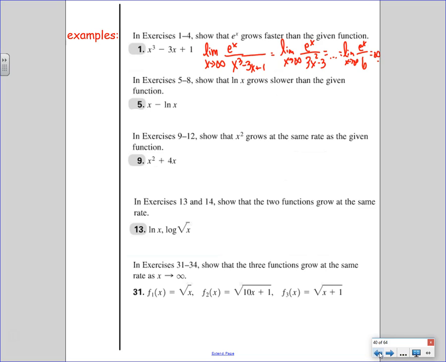Okay. Show that ln grows slower than the given function. Wait, why does ln grow slower than that function? Well, what would we do? Make a fraction, and then just choose one to go on top. Doesn't really matter, right? So you have two different properties.